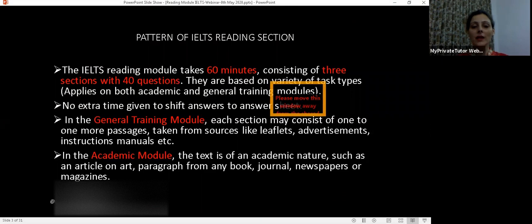In the general training module, each section consists of one or more passages taken from sources like advertisements, leaflets, magazines, etc. But it's not like the academic, where the passages are taken from books, journals, and the like. This is just a brief about the difference between academic and general training. But the tips and the strategy you are going to apply in those questions are going to be the same.